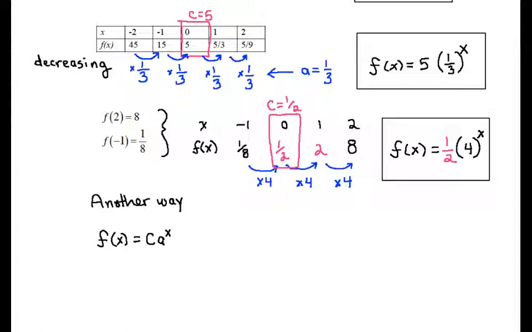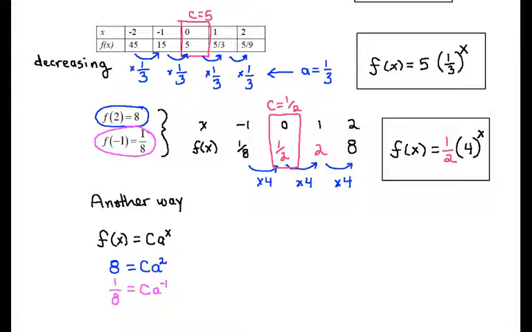So looking first at f of 2 equals 8, that tells me that x is equal to 2 and f of x is equal to 8. So I'm going to write that as 8 equals c times a to the power 2. Then looking at this second ordered pair, this tells me x is -1 where f of x is 1/8. I'm going to write that as 1/8 equals c times a to the power -1.